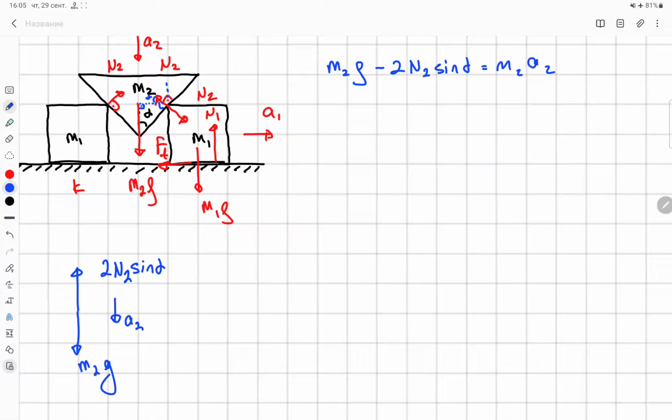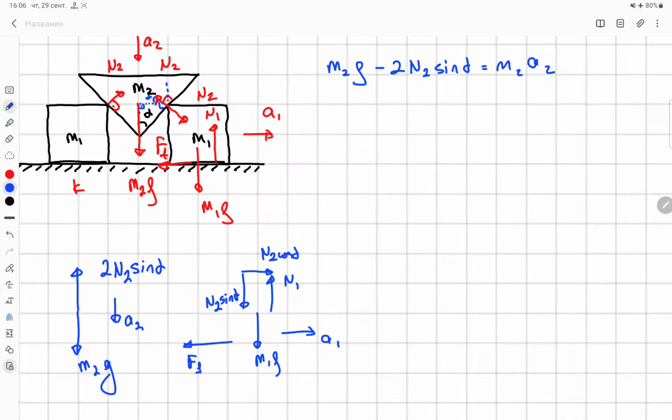Now let's come to object M1. Let me draw the free body diagram for M1 again. Downward we have M1G, upward we have N1, downward we have N2 times sine alpha, the reaction force between M2 and M1, and to the left we have a friction force, and it will move to the right with acceleration A1, and the horizontal component of N2 will be directed to the right, N2 times cosine alpha.